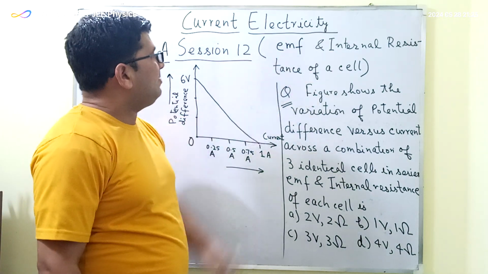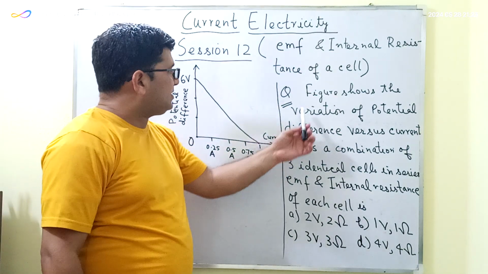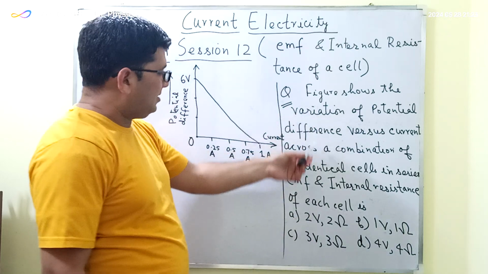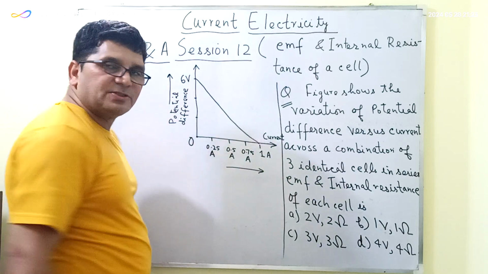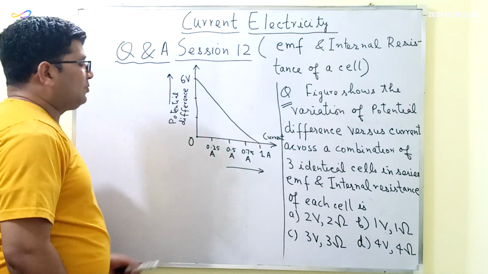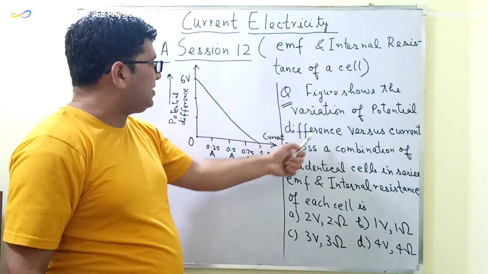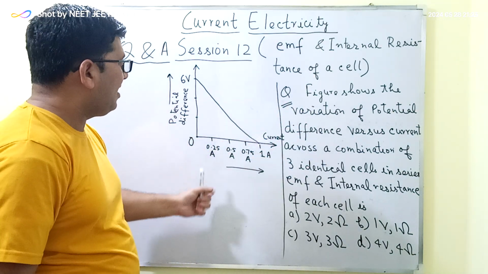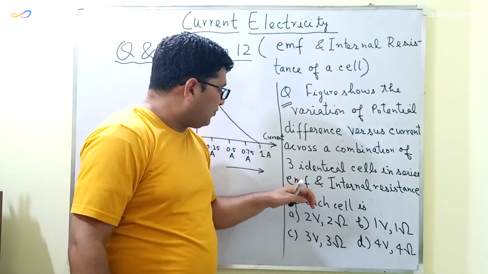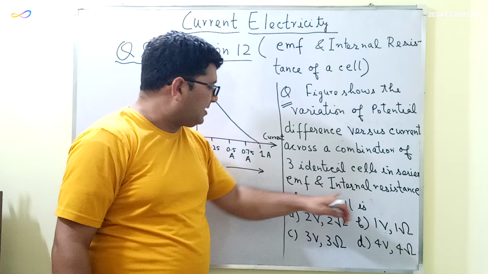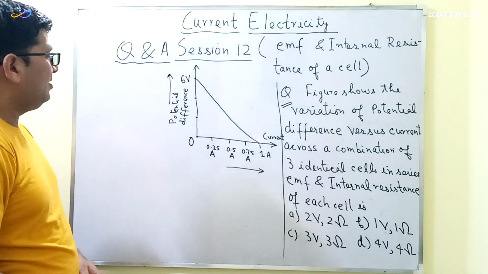The topic is EMF and internal resistance of a cell, and the question for this session is written on this board, and this is the figure which was provided along with this question. The question is, the figure shows the variation of potential difference versus current across a combination of three identical cells in series. So we have to find the EMF and the internal resistance of each cell. There are four options here, and we have to find the correct one.